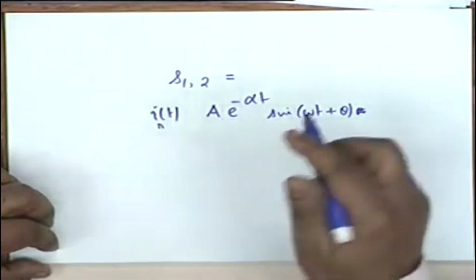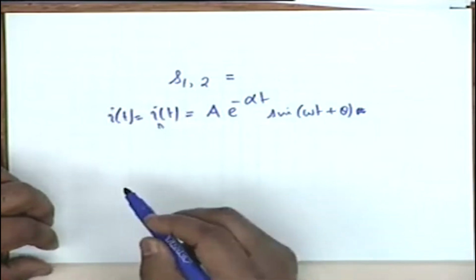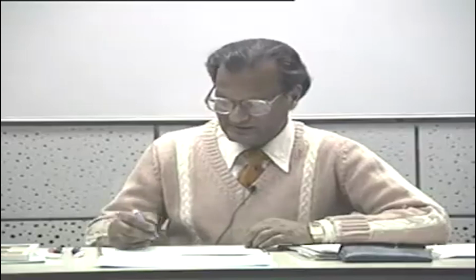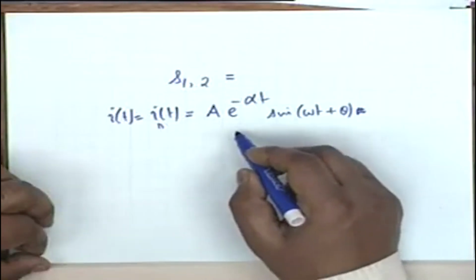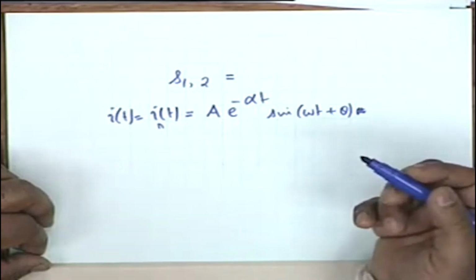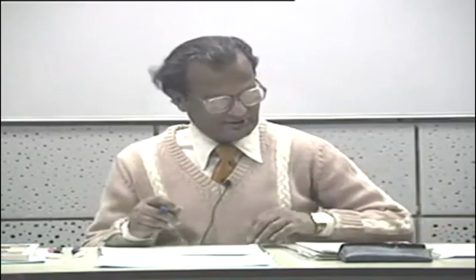And in common with the previous example, this must also be the total response of the circuit, because the forced response, it is after all a DC battery, the forced response is 0. From this you can find out A and theta by equating the initial current to 0, A sin theta equal to 0, and the initial di/dt also equal to 0. The two equations will then determine the constants.